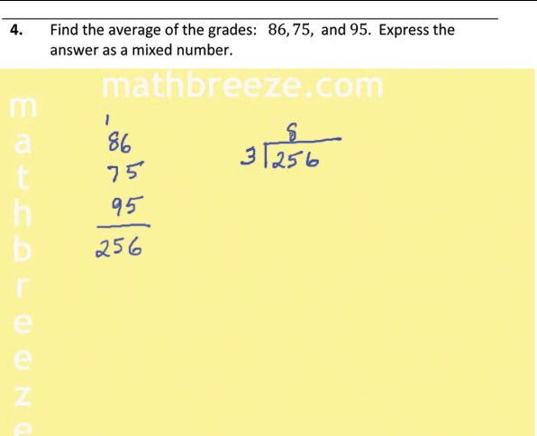3 goes into 25 8 times. 8 times 3 is 24. 3 goes into 16 5 times. 5 times 3 is 15. Remainder 1. So if we want to write the average as a mixed number, then we take the remainder and put it on top of the 3, on top of the divisor. So that's 8 5 and 1/3. And that's the average.